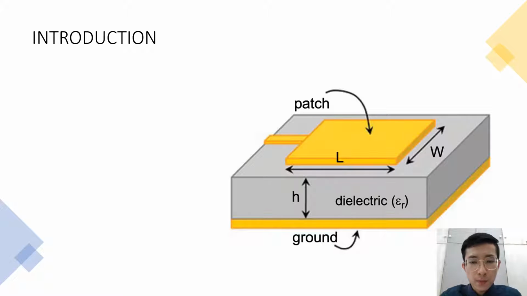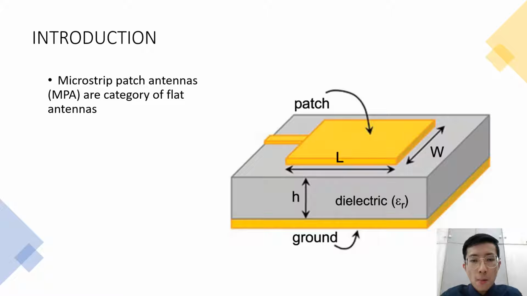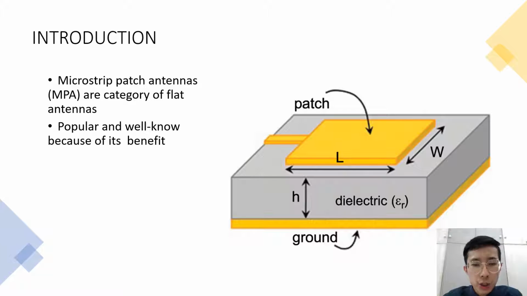Let us start with the introduction. Microstrip patch antennas are a category of flat antenna which has been developed in the half century. Microstrip patch antenna has become most popular and well known in wireless communication systems due to the benefits of low profile, and low cost to implement and fabricate.